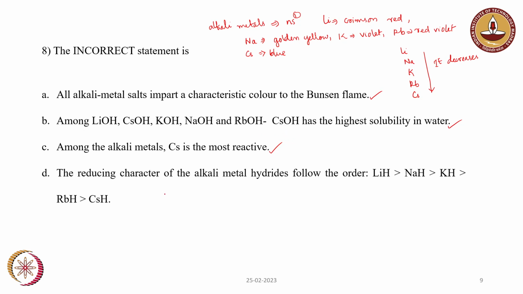And option D is the reducing character of alkali metal hydrides following the order: lithium hydride greater than sodium hydride greater than potassium hydride greater than rubidium hydride greater than cesium hydride. So the ionization energy decreases down the group. Hydrogen can be removed as H minus, and H minus can behave as a reducing agent.